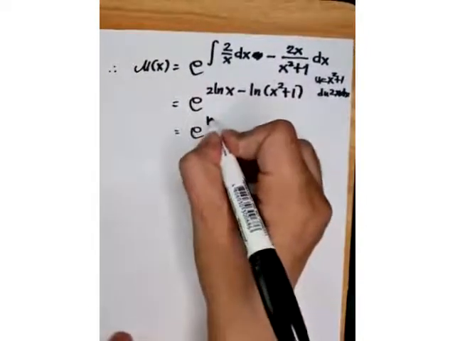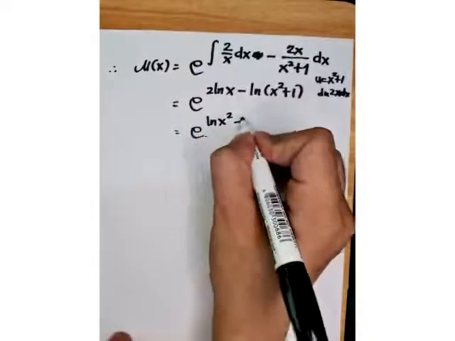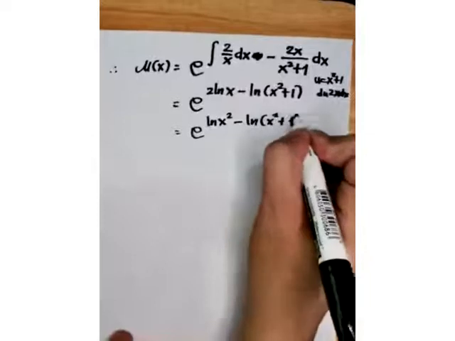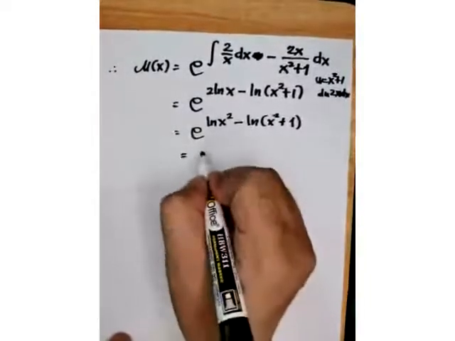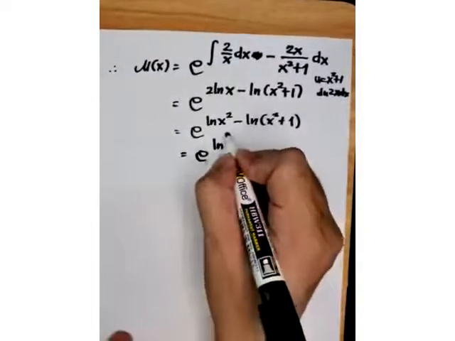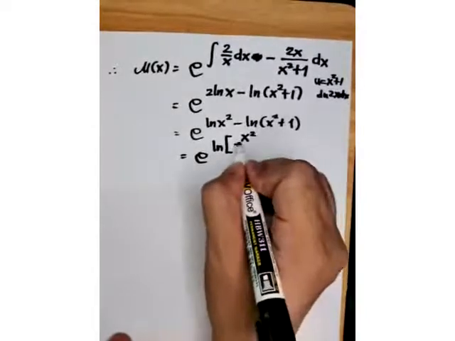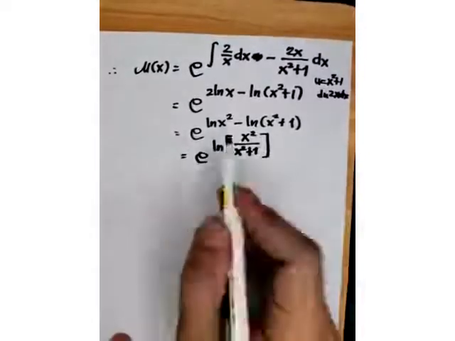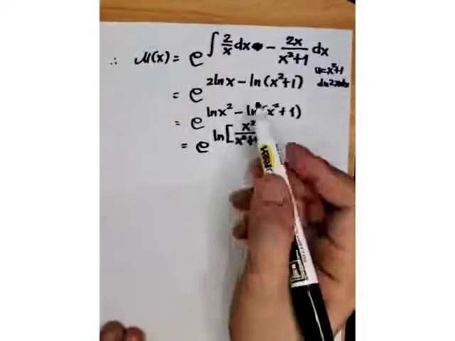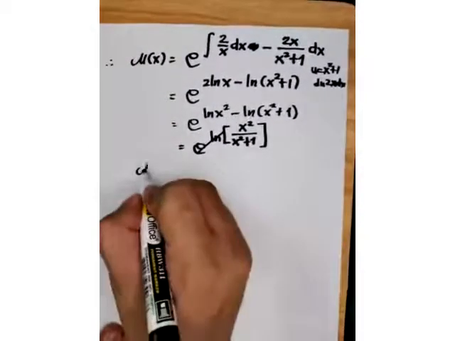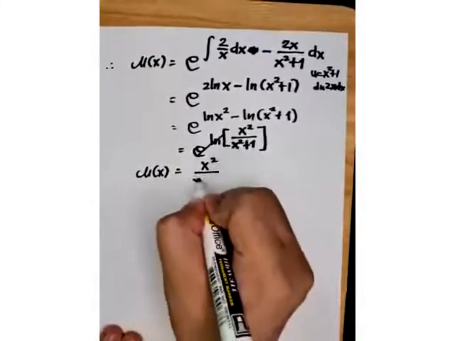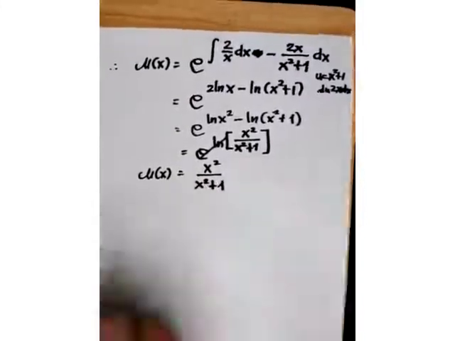Bago natin i-simplify, i-add muna natin itong dalawa. So e raised to ln of x squared minus ln of x squared plus 1. So that's also e raised to ln of x squared over x squared plus 1. Kasi denominator, subtraction siya. So cancel that. So our integrating factor is x squared over x squared plus 1.